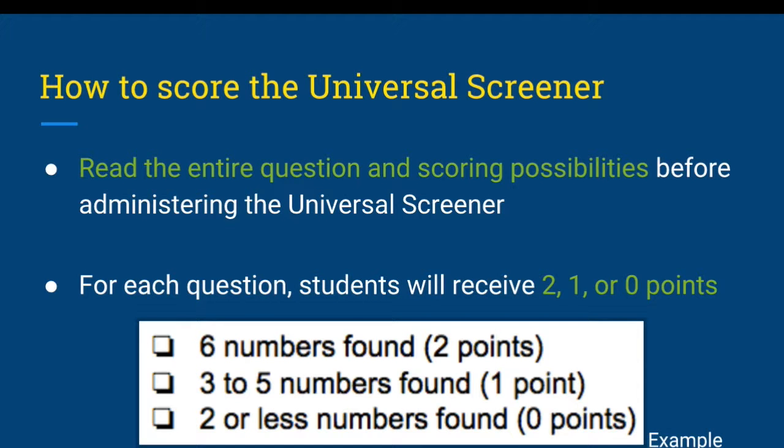It's important to read the entire question as well as the scoring possibilities for each question on the universal screener. Some of the questions may change based on the response of the student. For each question, the student will either receive 2, 1, or 0 points. These are indicated at the bottom of each question on the teacher's scoring sheet.